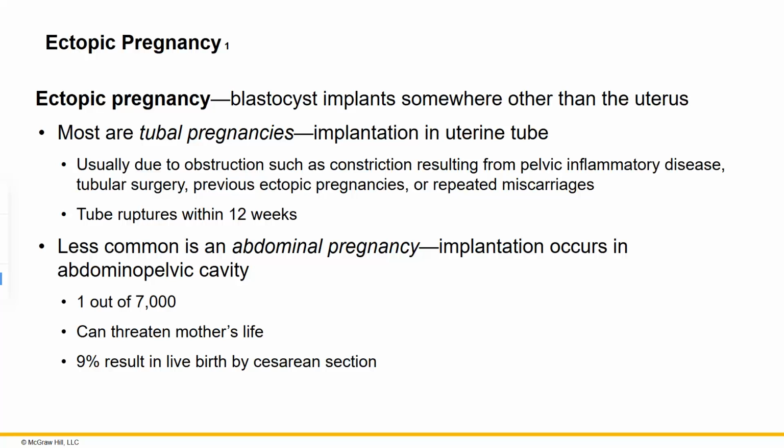Less common is an abdominal pregnancy, as I mentioned. When the implantation occurs in the abdominopelvic cavity, it can threaten the mother's life. 9% results in live birth by cesarean section.